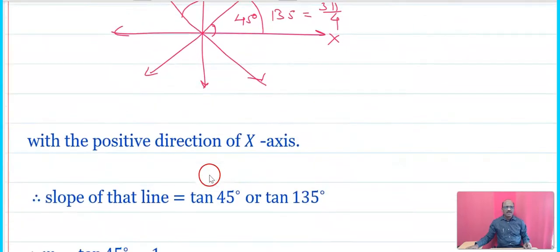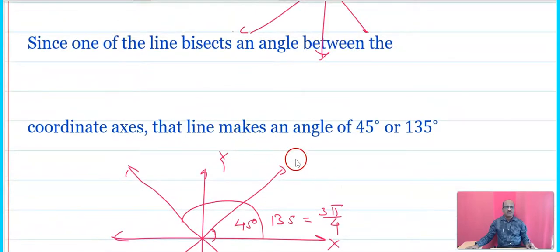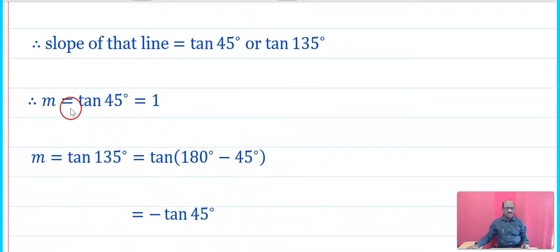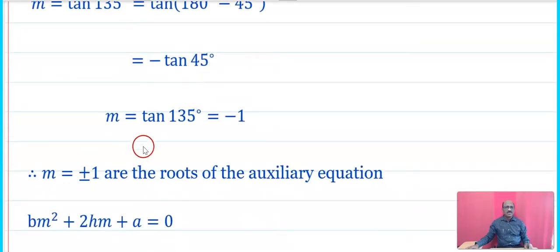Therefore, with the positive direction of the x-axis, the slope of the first line L1 and the slope of the other line are tan 45 or tan 135. That is, m1 is equal to tan 45, that is 1, and tan 135, that is tan(180 − 45), is −tan 45 by allied angle. tan(π − θ) is −tan θ, and tan 45 is 1. Therefore m is equal to −1. Therefore we have the two slopes, m = ±1.